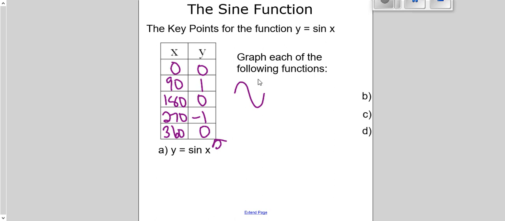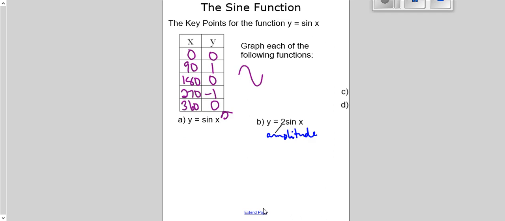All right, let's take a look at the next graph. So the next graph is y equals 2 sine x. So that 2 is an amplitude. So let me pick a different color here. So that's my amplitude. And it's going to change my table of values a little bit. Let me just set it up here. So I start with my base graph. So 0, 0, 90, 1, 180, 0, 270, -1, and 360, and 0.